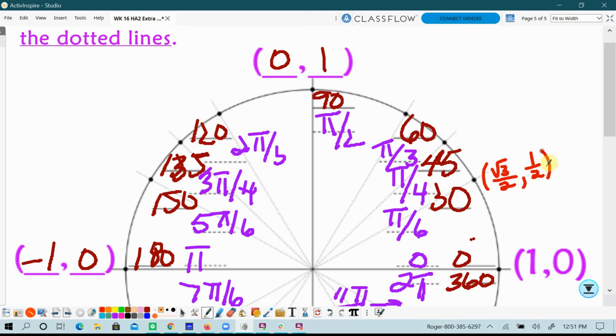So at 30, you have root 3 over 2, comma 1/2. At 45, you have root 2 over 2, root 2 over 2. And then at 60, you have the reciprocal, basically. Not necessarily the reciprocal, but I guess you just switch the coordinates. Let's say switch is a better word. Switch the coordinates and you have 1/2, root 3 over 2. Okay? Now, if you wonder where those coordinates came from?